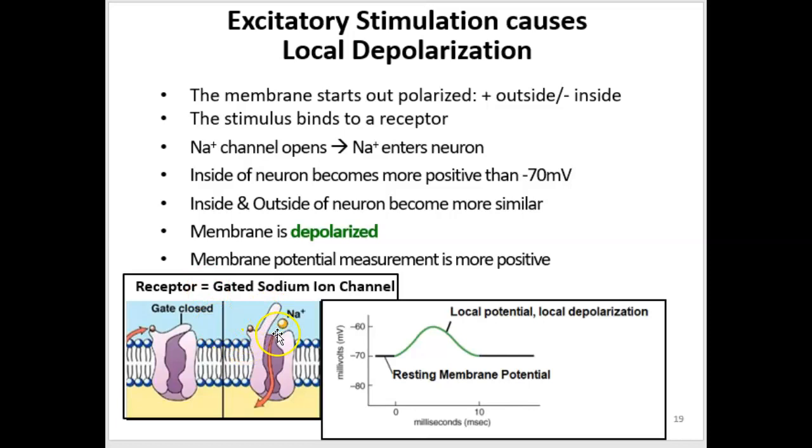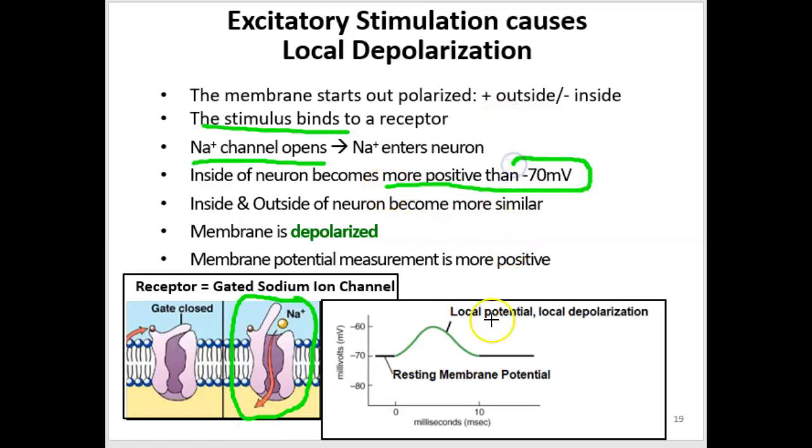So let's talk about a neuron first being excited. An excitatory stimulus happens of some sort. Let's say a chemical binds to a sodium channel, which is shown down here. This is in the neuron. When the chemical binds, the sodium channel opens and sodium goes into the neuron. Then the inside of the neuron becomes more positive than negative 70.